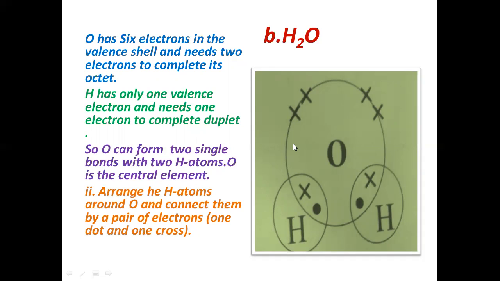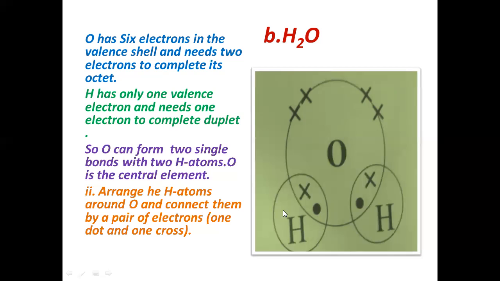Now you can see this central atom is oxygen. It has 1, 2, 3, 4, 5 and this cross 6, so 6 electrons in its outermost shell. The crosses are the electrons of the central atom, that is oxygen, and the dots are of hydrogen.